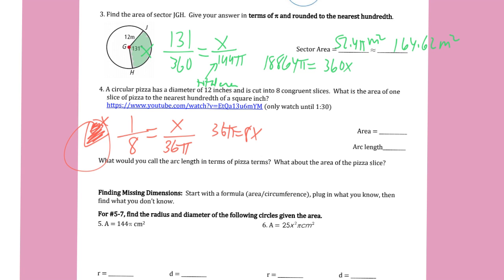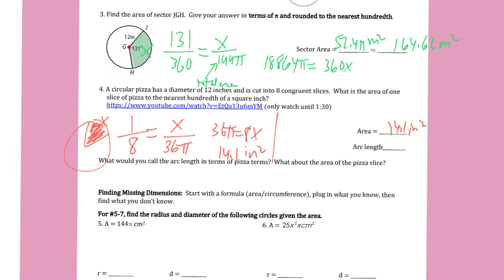Divide both sides by 8. And I'm just going to get a decimal, an approximate answer. So I'm going to take 36 times pi, and I'm going to divide it by 8. And I get 14.1. So it's approximately 14.1 inches squared for a piece of pizza. That means if your bites are just an inch by an inch, you could maybe have 14 bites in this piece of pizza.